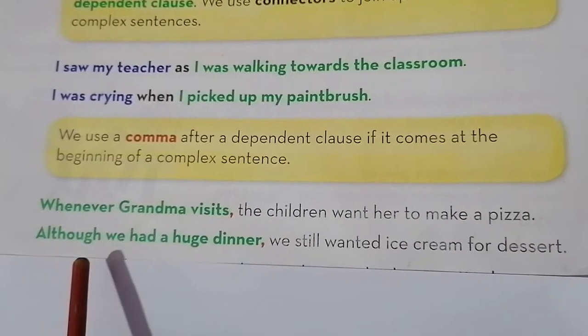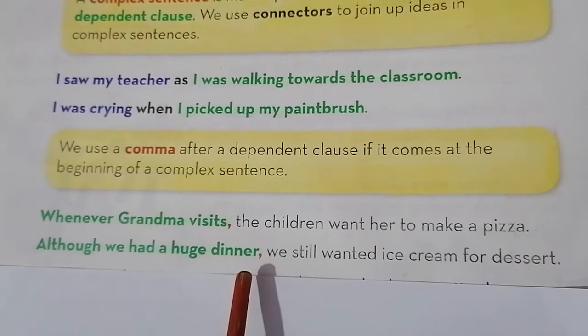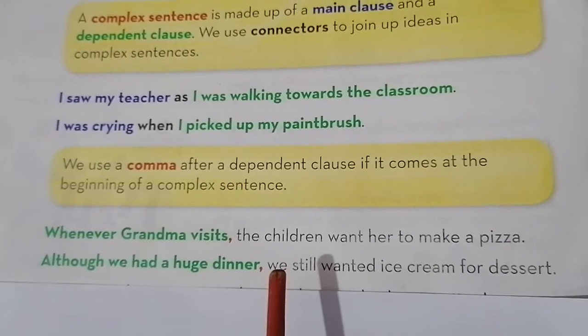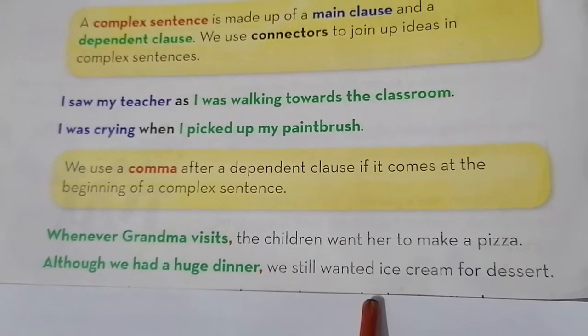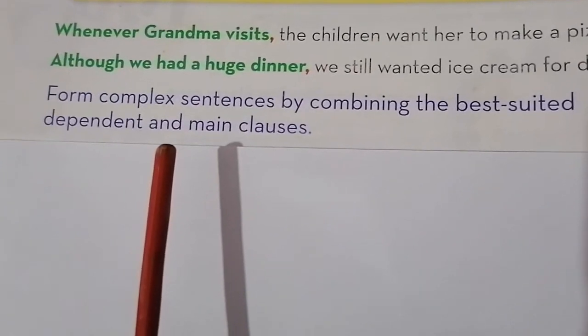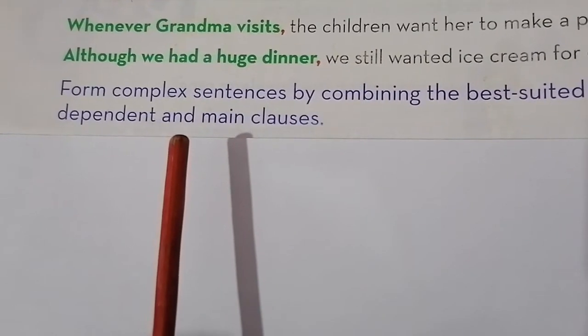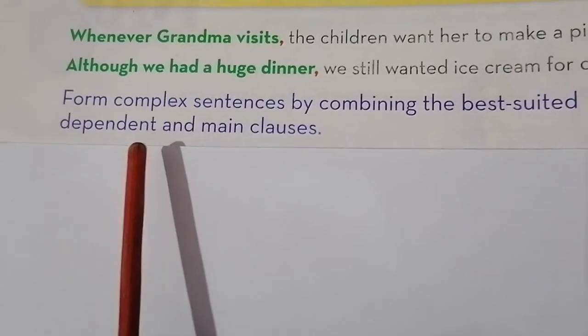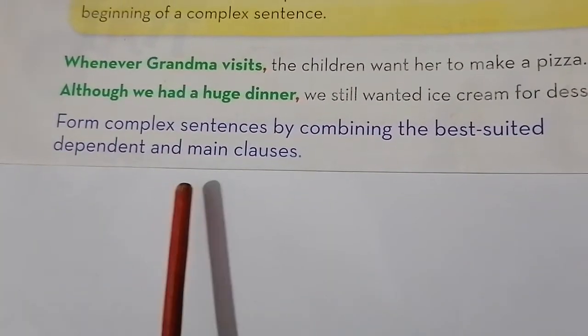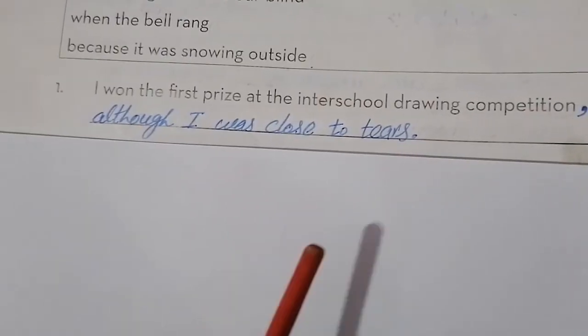Another example, although we had a huge dinner. It's a dependent clause, so we'll put a comma after it. Then the main clause: we still wanted ice cream for dessert. Now, dear students, here we have an exercise for the practice of complex sentences. Form complex sentences by combining the best suited dependent and main clauses. You can see here we have a box for clues. Look at the first one.